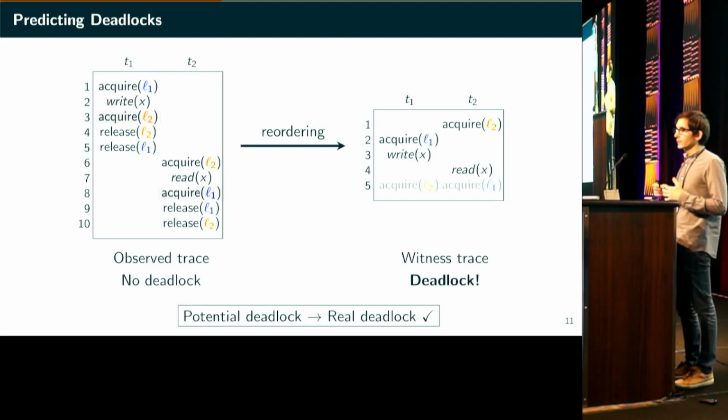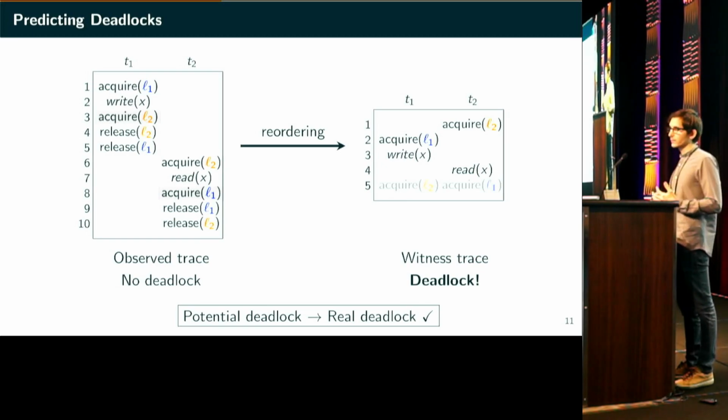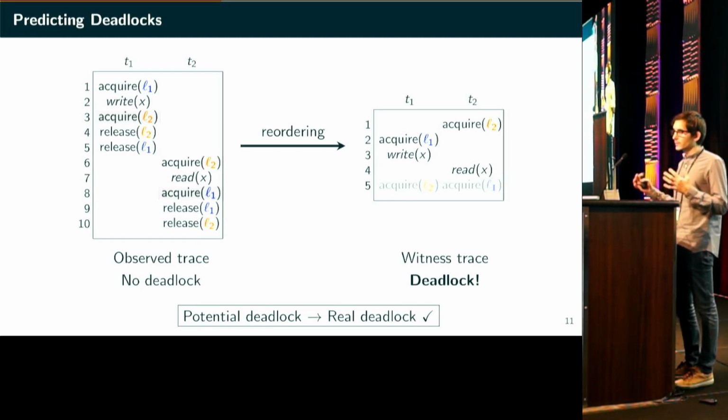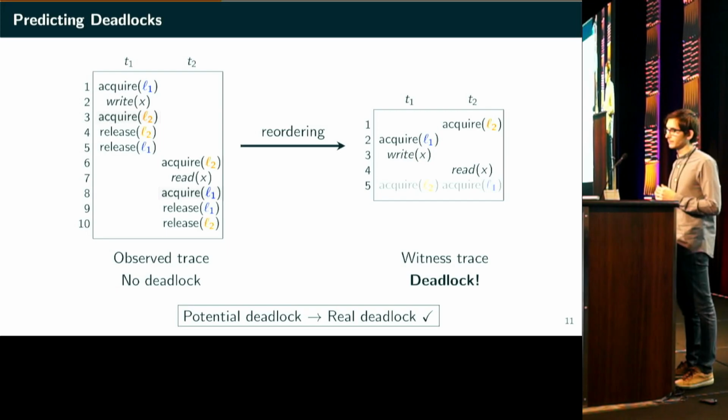And there are, of course, certain restrictions on which kinds of reorderings are allowed. And I will, again, not discuss the details. But essentially, these restrictions guarantee that any program which generated the trace on the left can also generate the trace on the right. And once we have this guarantee, we can predict the presence of deadlocks even if we just observe the trace on the left.